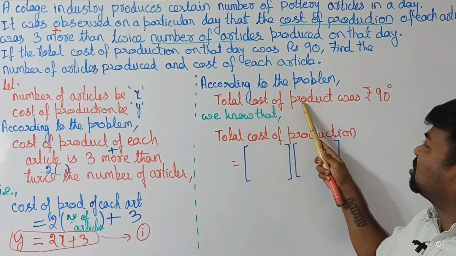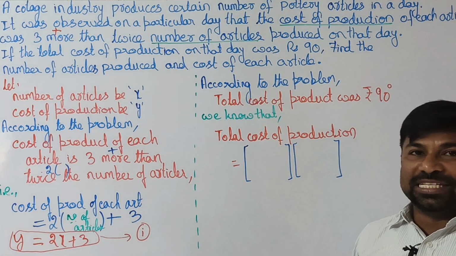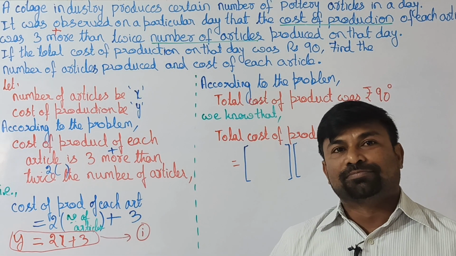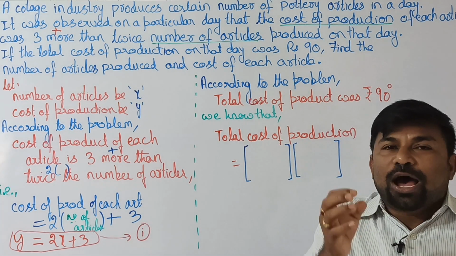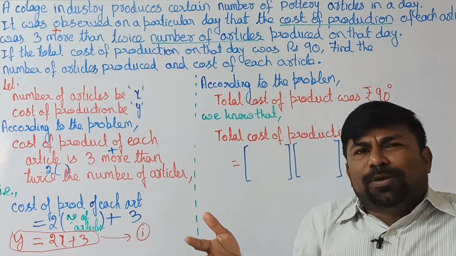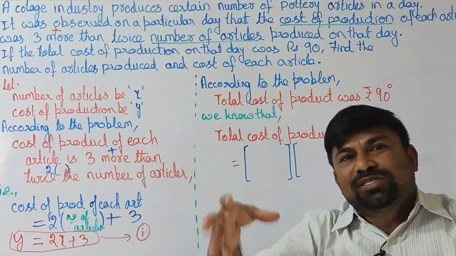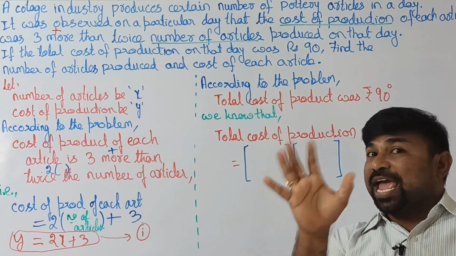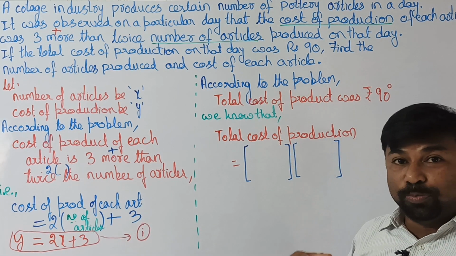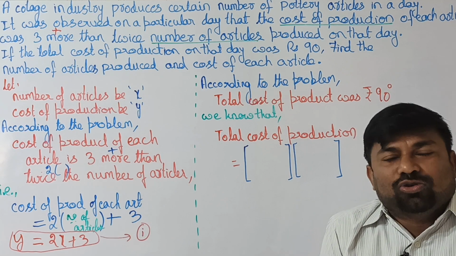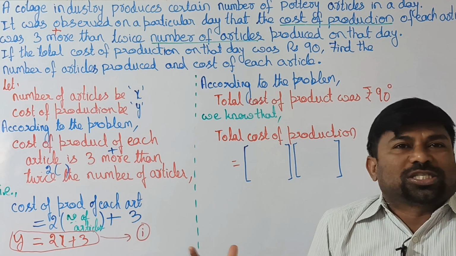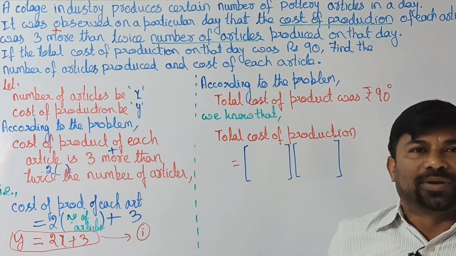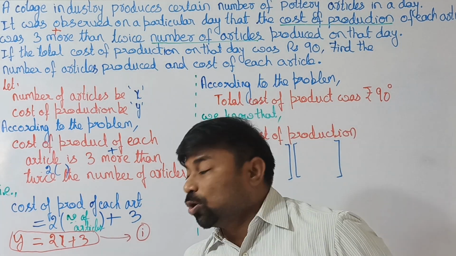Total cost of production was rupees 90. The total cost he has given. From there onwards, we have to pick the relation. What is the meaning of the total cost? How do we calculate the total cost of production for the entire day? He said it is nothing but 90 rupees. How do we get that? What's the formula involved? The formula involved is a beautiful one.